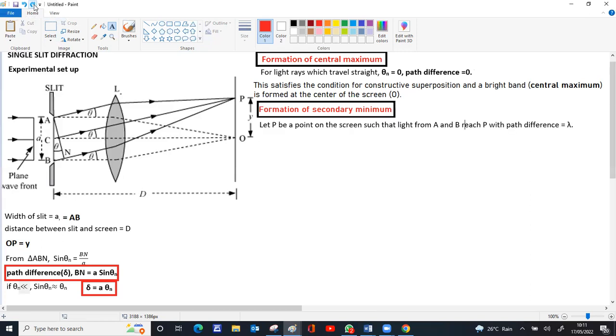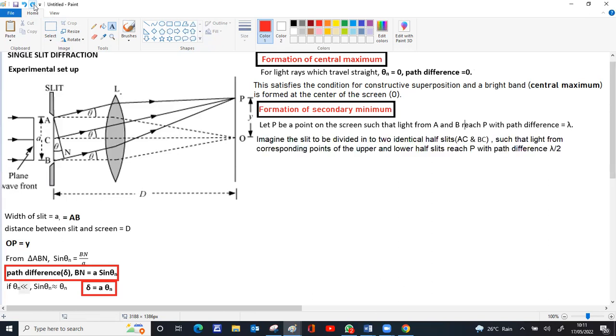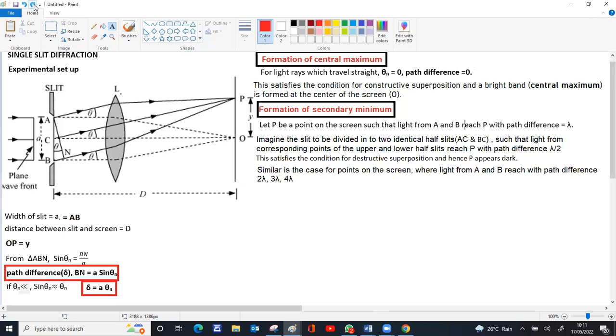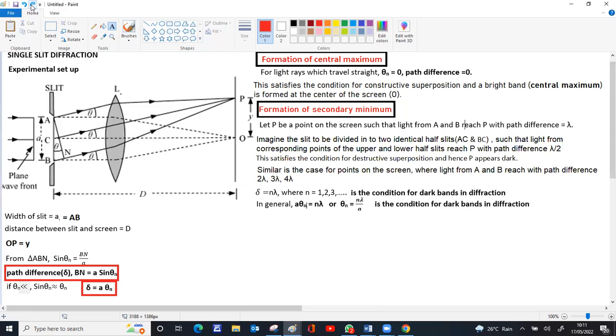At P, light from A and B reach with path difference lambda. So AC and CB corresponding points have lambda by 2, destructive superposition, dark. Same for 2 lambda, 3 lambda, 4 lambda. So generally n lambda, where n equals 1, 2, 3, not 0, starting from 1, 2, 3 only. That's the condition for a dark band or minima in diffraction. We already know delta we calculated as either a sin theta n or a theta n, so you can substitute that here. So a theta n equals n lambda, or theta n equals n lambda by a, is the condition for the dark band in diffraction, where n starts from 1, 2, 3.